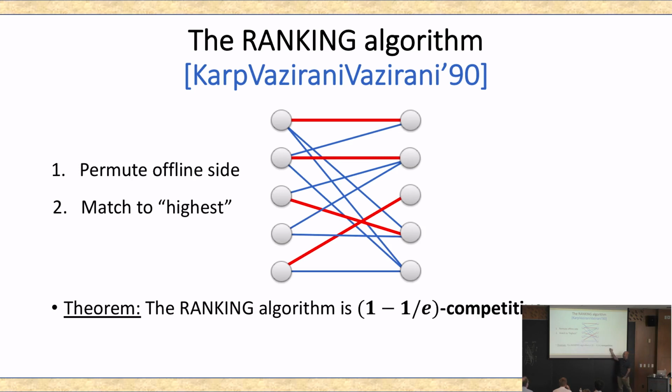Well, indeed, Karp et al. showed that this algorithm is 1 - 1 over e competitive, so roughly 63%. Moreover, they actually showed that this is the best you can do. There is no better algorithm. Cool, thanks for your time.